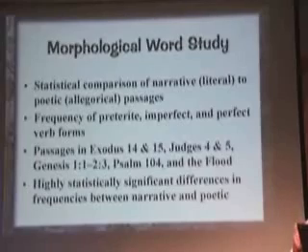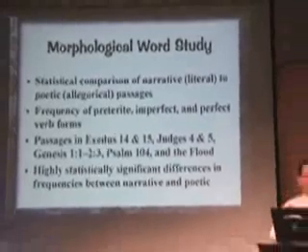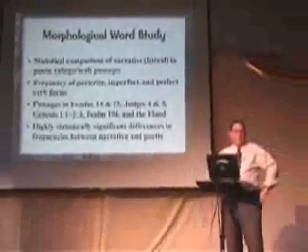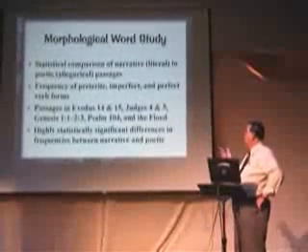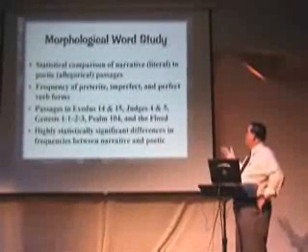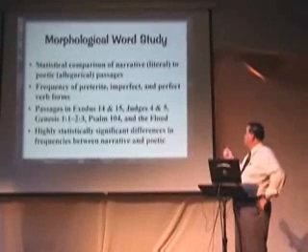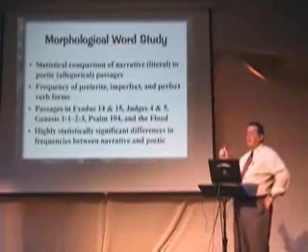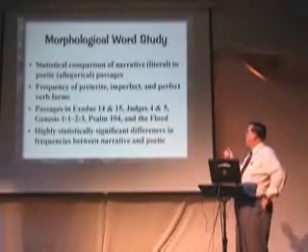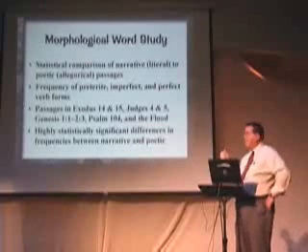Mike talked about this earlier today in terms of the order of words can help distinguish. Well, he looked at some different forms here. He did a statistical comparison of the narrative and the poetic passages by looking at the frequency of different verb forms, preterite, imperfect, and perfect verb forms.